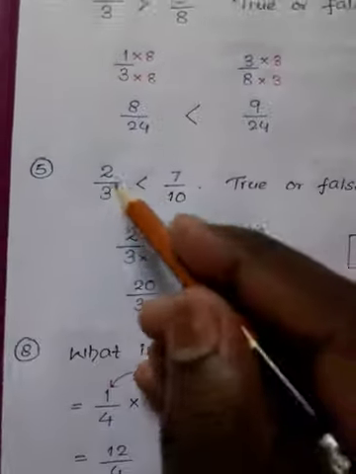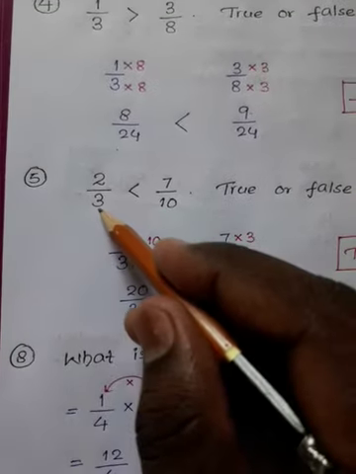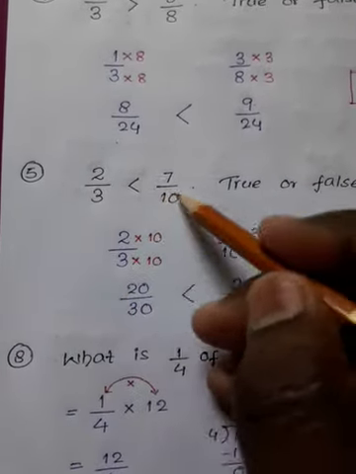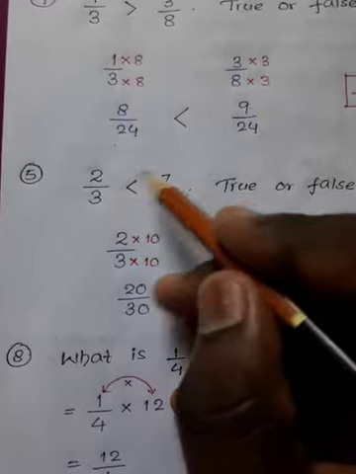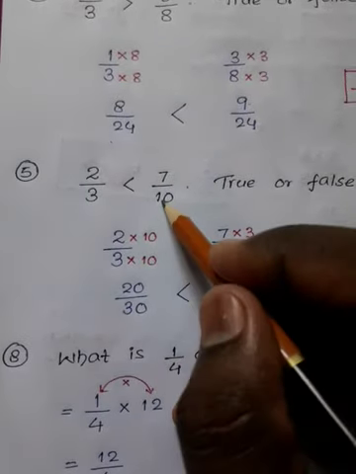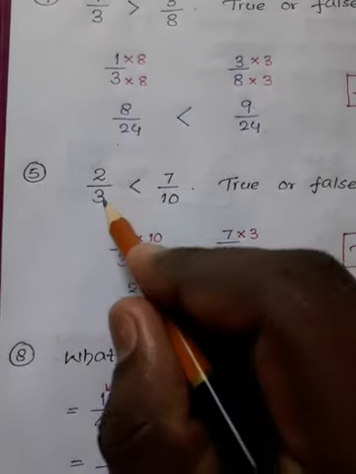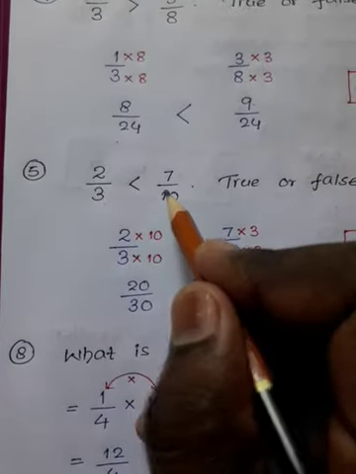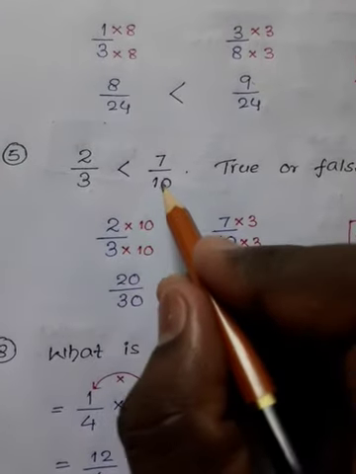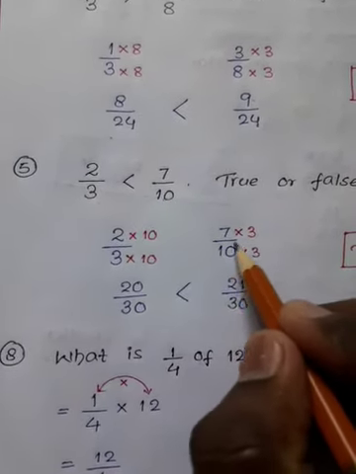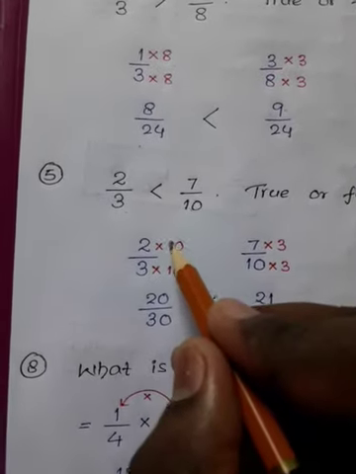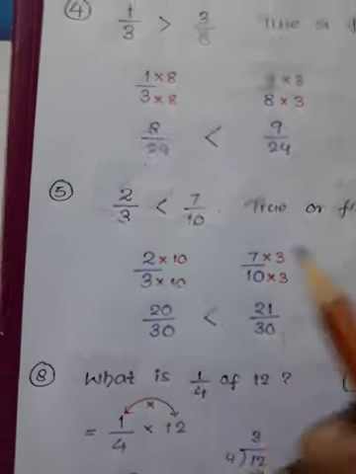Now check the next one, 2 over 3 and 7 over 10. So check again. Every time, focus on the denominator only. Don't check the numerator. That means don't check the up one, check the down one. 10 is the big number, don't touch it. Is it possible for 3 to change to 10? No. Whenever it is not possible, whatever you have as the denominator of the second fraction, that number you have to multiply up and down to the first fraction.